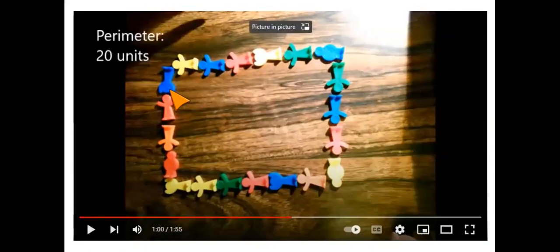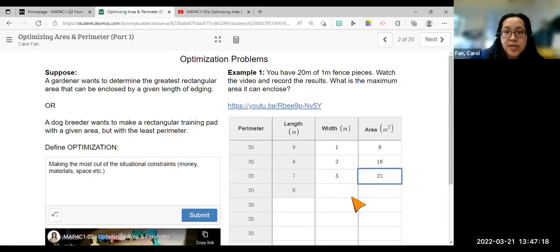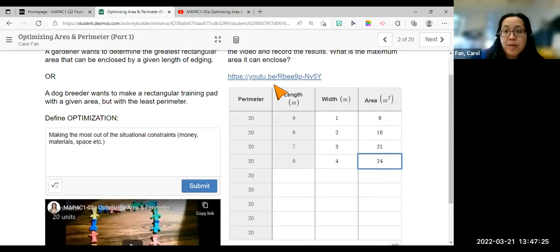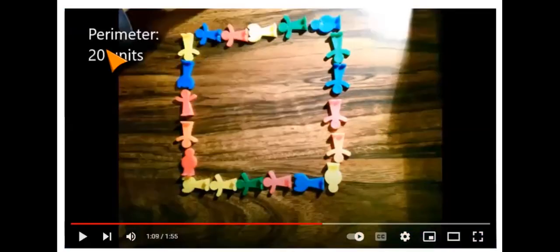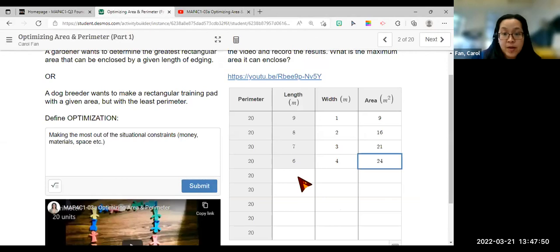Okay, now width is 4 and length is 6. Area, length times width, we now have 24. Okay, 20 units for the perimeter still. 1, 2, 3, 4, 5 for our width. 1, 2, 3, 4, 5 for our length. So 5 and 5, the area is 25.